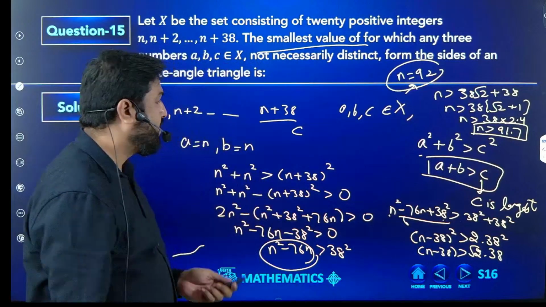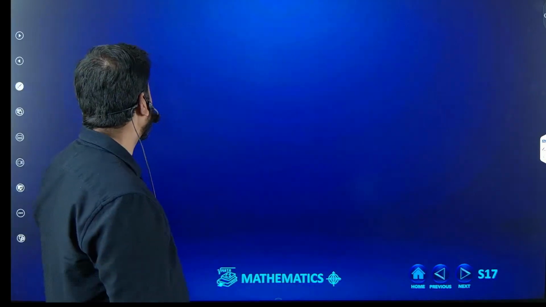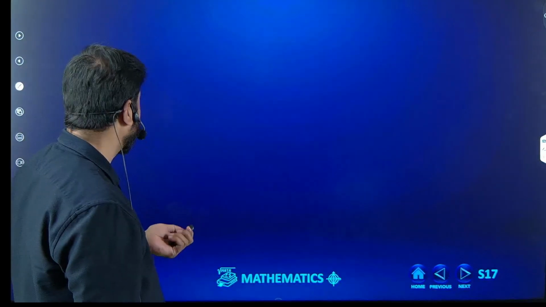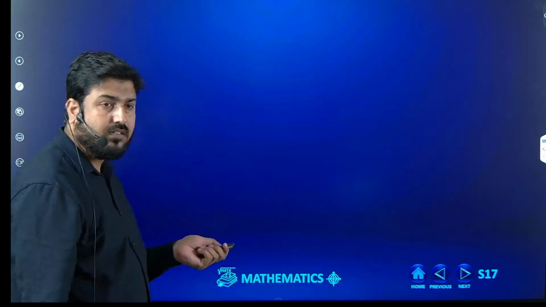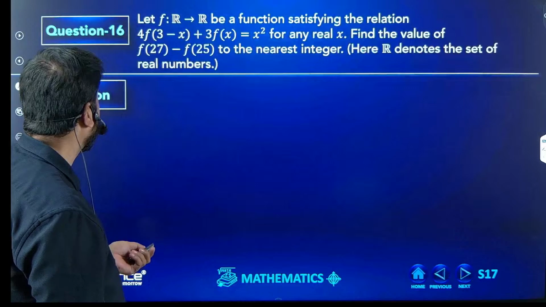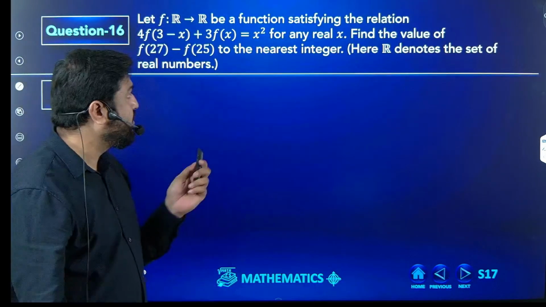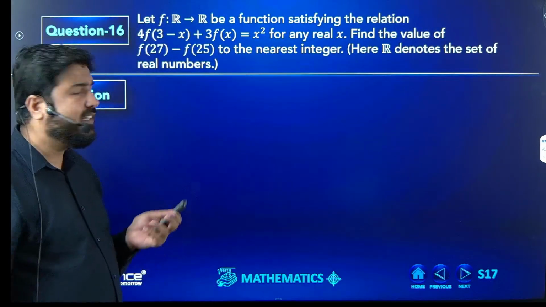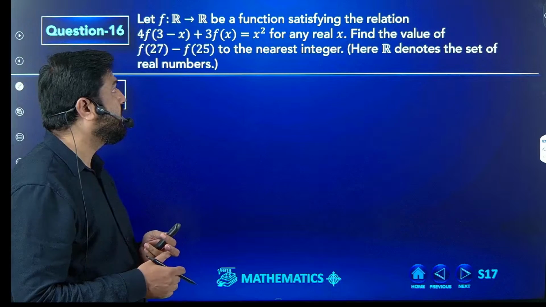Okay, next one. Question number 16 is the next question. Basically, this question is related to functions.